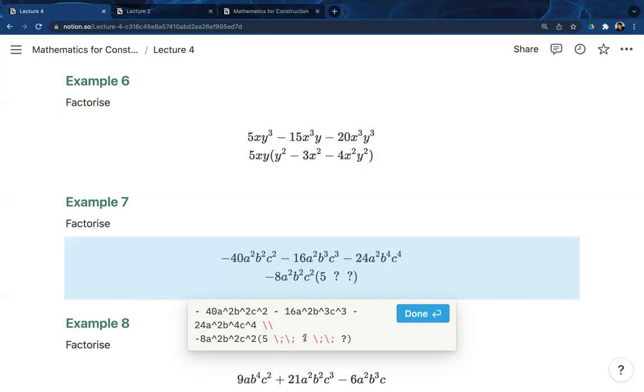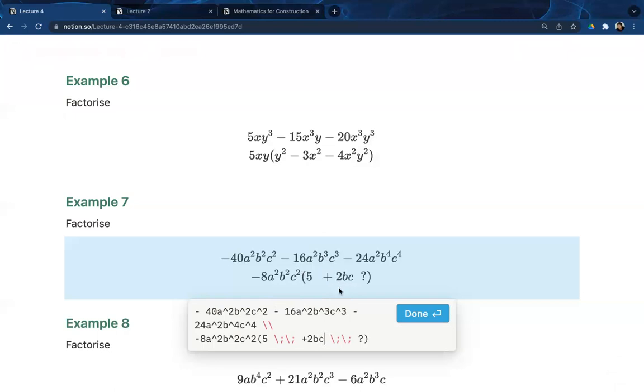All right. 16, I need a 2. Negative 8 by 2 is 16. Yeah, positive 2. I need no more A's. I already have 2 A's, but I need an extra B to get a B cube. I have B squared here. B squared by B is B cube. C squared by what is C cube? I need a C, right?